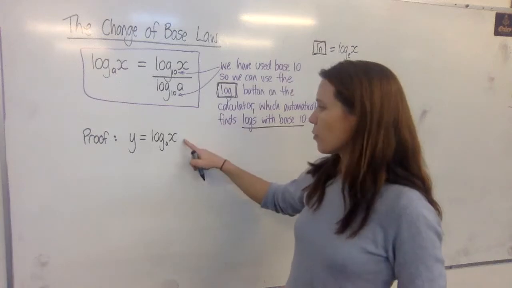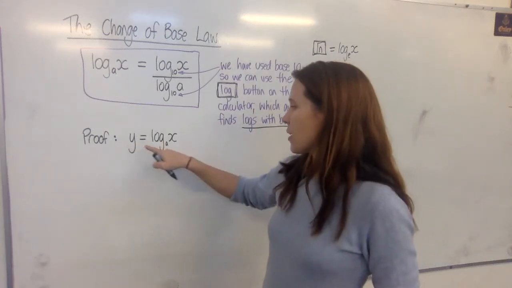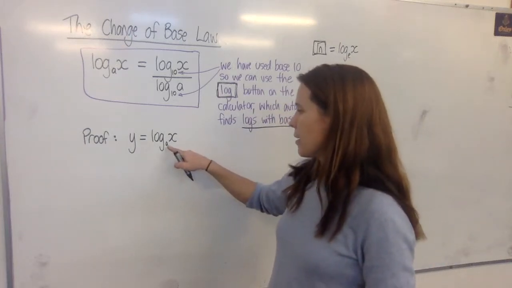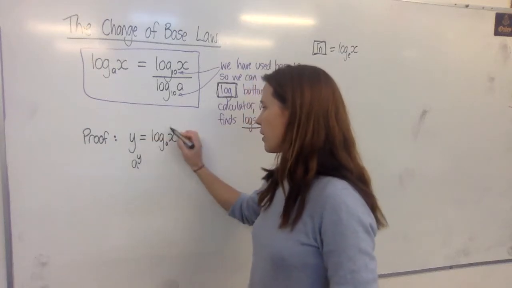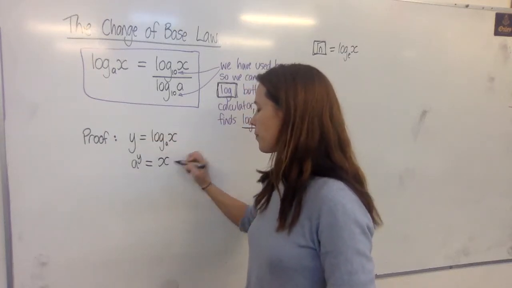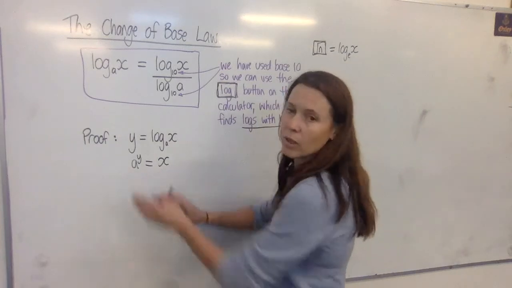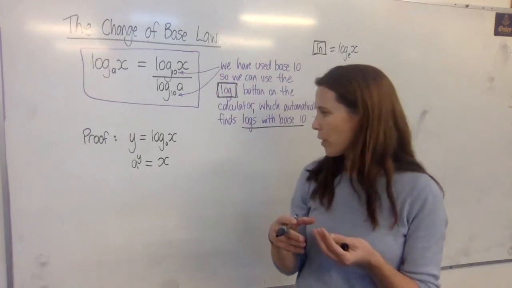Now, let's have a look at a proof to see why this works. If we write a basic log expression like this, we can rewrite it and say a is the base. It really means a to the power of y equals x, doesn't it? Now, if we can agree that these two things are equal, they'll still be equal if we do the same function to them, or the same operation.